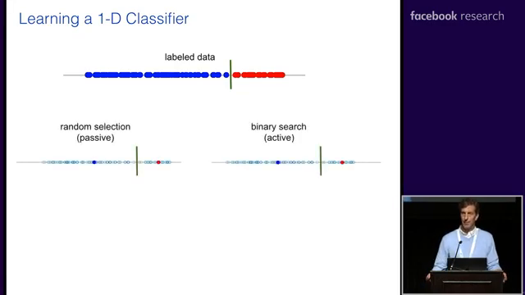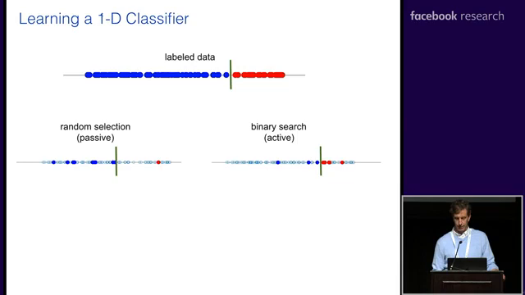Passive learning would just be randomly selecting unlabeled examples for labeling. And active learning, in this case, could be implemented just as a binary search or bisection procedure, where we keep trying to sample between the two closest oppositely labeled points. And you can see after a few samples, the binary search, the active procedure, has really nailed down where that decision boundary is, but the passive one is very, very loose. It hasn't really figured out where to put that decision boundary.